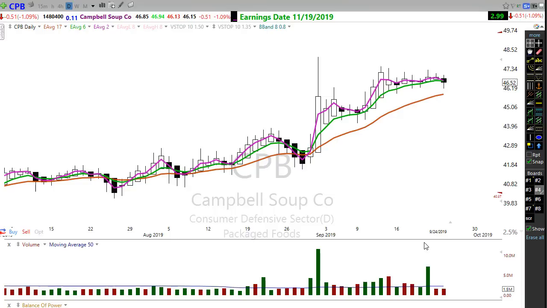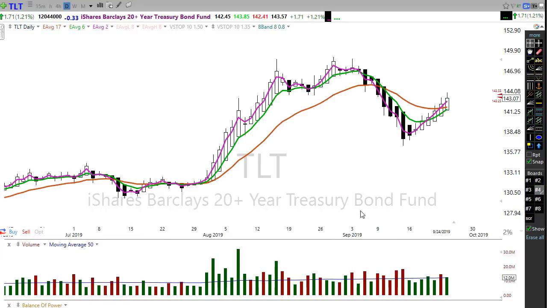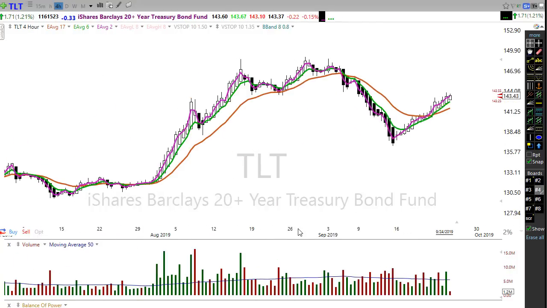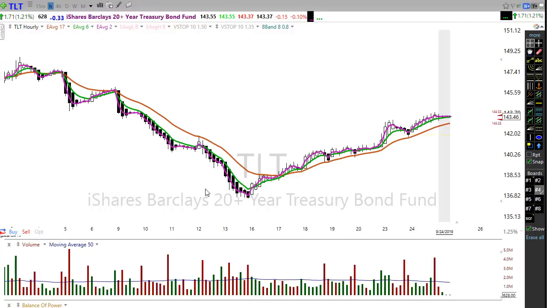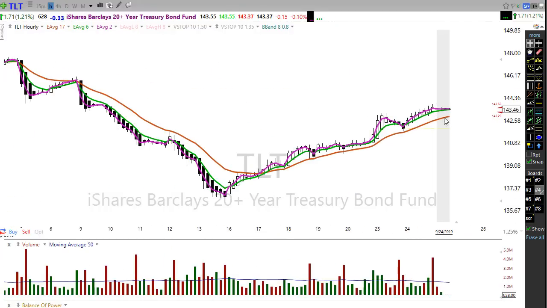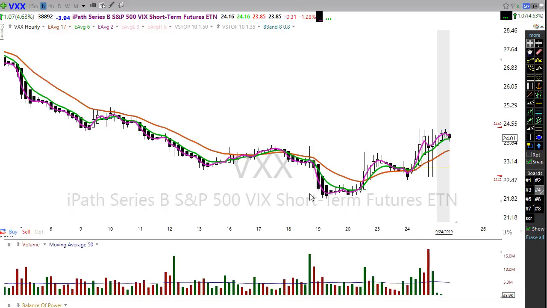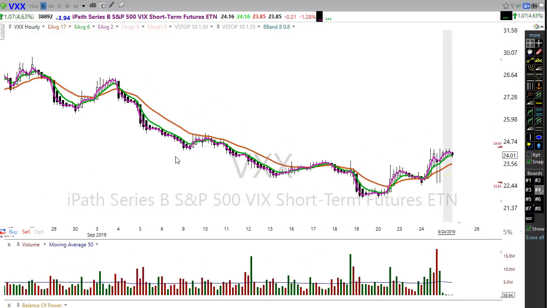Okay, TLT. Well, TLT has been trending on about anything. There's the daily. There's a 4 hour. Here's an hourly. Man, I mean, trade after trade after trade, upside and downside. It doesn't matter. Trade the VXX. Does it work on the VXX? Gee, sure looks like it.